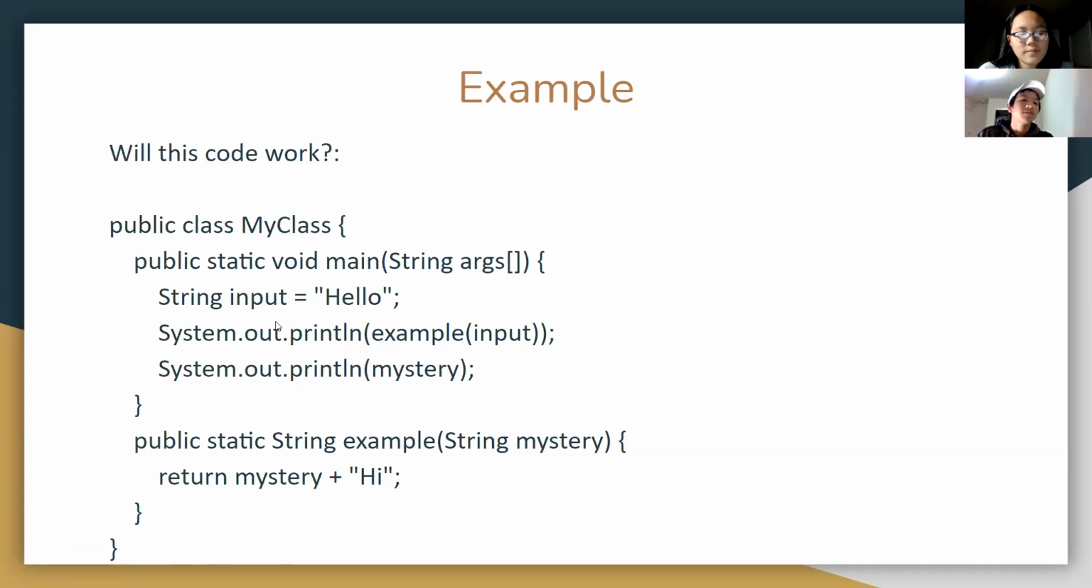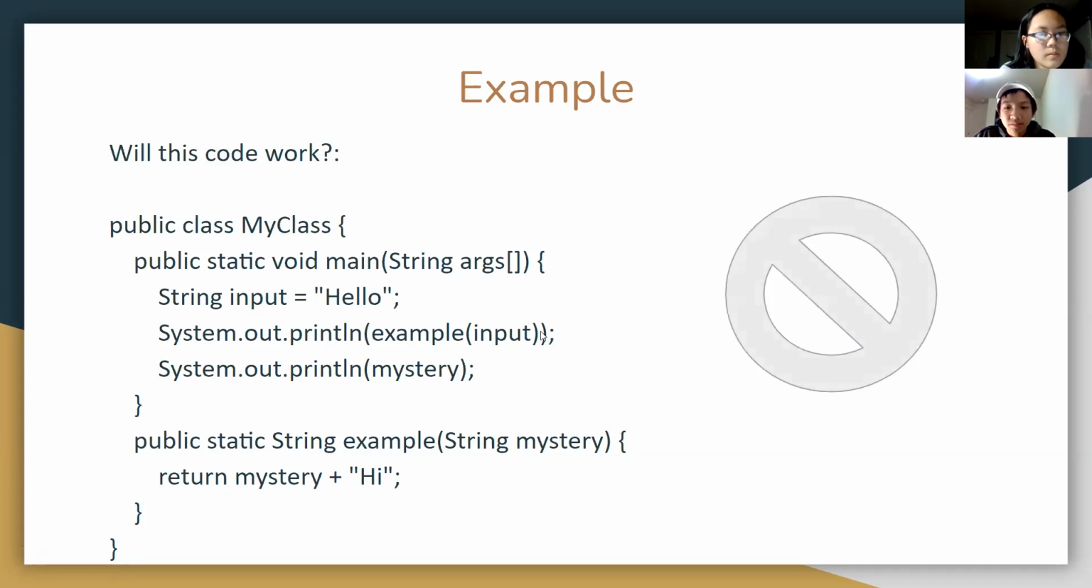So we create a string variable called input, and we set it to hello. But now, as you can see down here, we're going to create a public static method that returns a string, called example. And it's going to take in a string parameter called mystery. So whatever we pass in when we call the function, we're going to be using here: return mystery plus hi. Then in main: String input equals hello, println(example(input)).